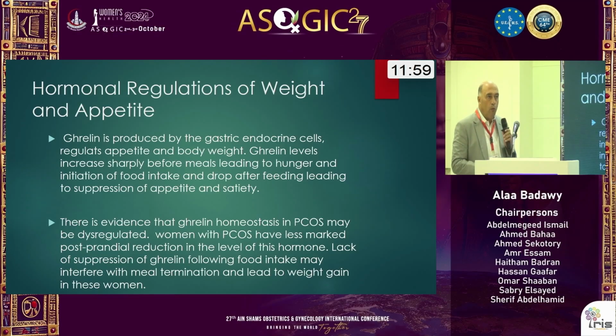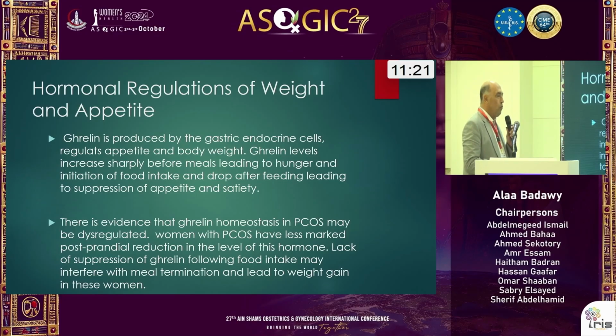Ghrelin is a hormone secreted by the gastric mucosa, produced by the gastric endocrine cells, and regulates appetite and body weight. Ghrelin levels increase sharply before meals, leading to hunger and initiation of food intake, and drop after feeding, leading to suppression of appetite and satiety. So this hormone is secreted from the gastric mucosa. It's very important in the regulation of appetite generally. So it's actually a hormone.